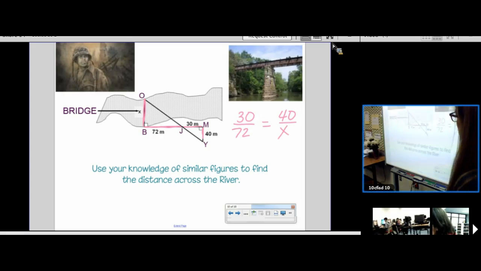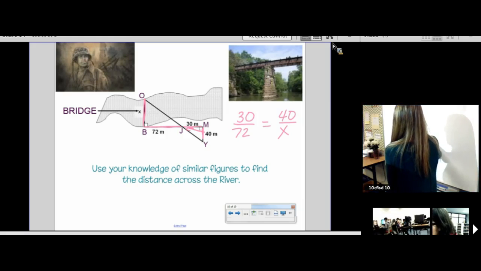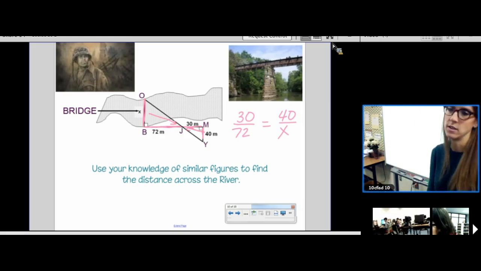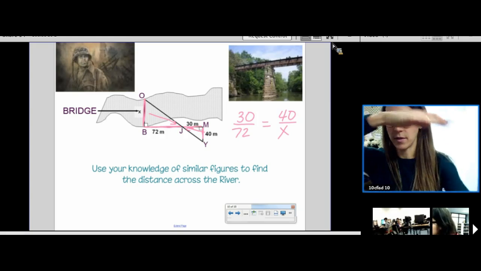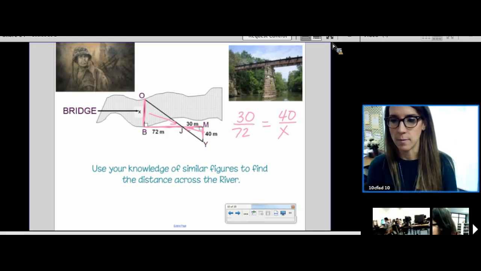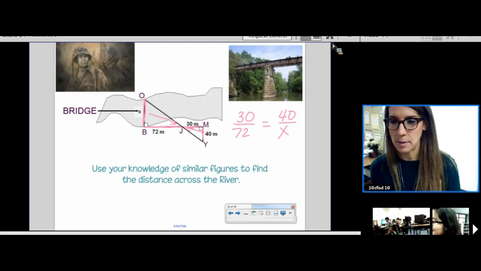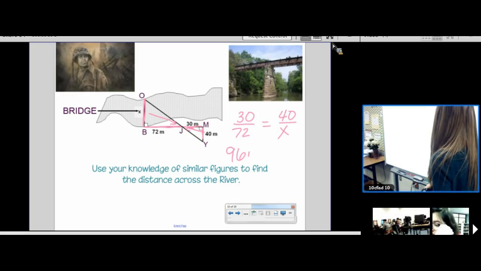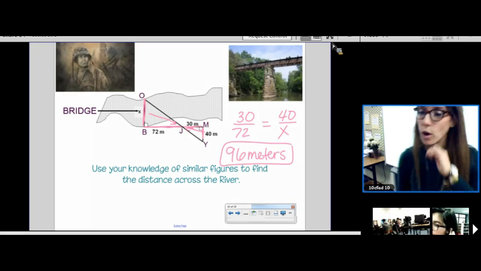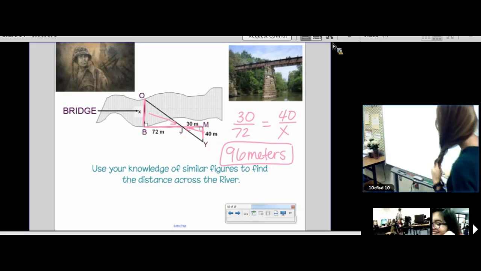How do I know which ones go together? Well, I always put the ones across from the vertical angles. I always put those together in the same fraction, so that I always know those ones going perfectly horizontal or perfectly vertical usually go together. So we cross multiply, and how far is it across that river? How many meters? Good. It is 96 meters. Remember, if it's a word problem, you need to have a word in your answer. You need to have units, so we can be precise.